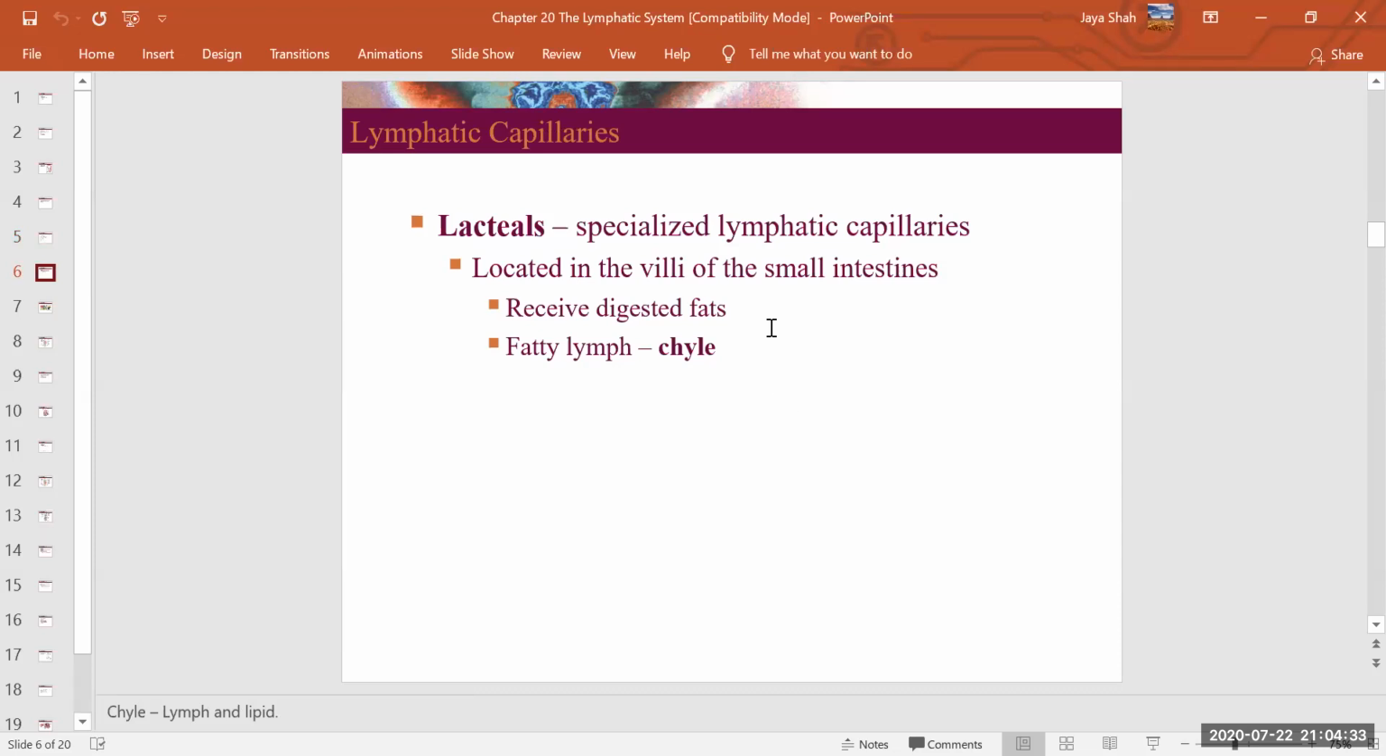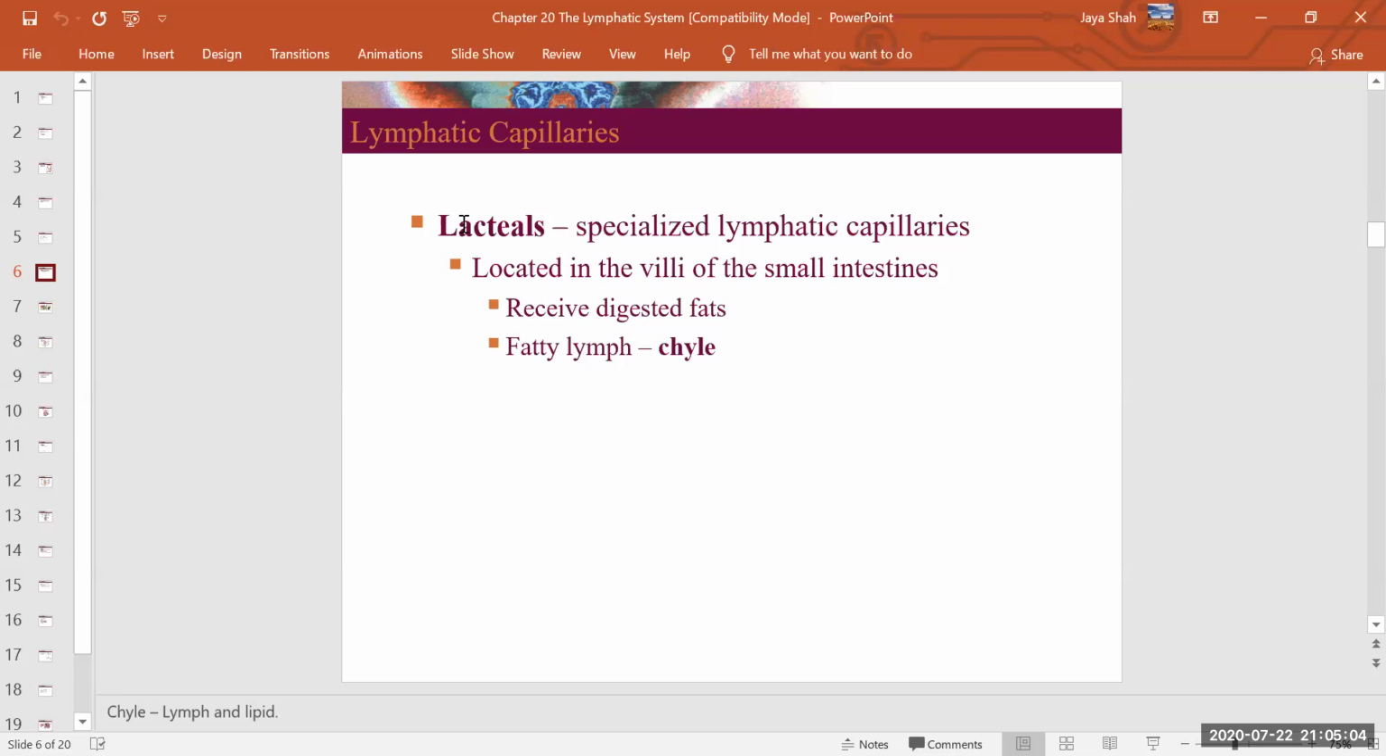There is a special name for the lymphatic capillaries, which is called lacteals. So where are they found? They are only found in the small intestine wall, okay? Lacteals means, what is lact? Lact means milk. So lymphatic capillaries in the small intestine absorb fat. And when fat mixes with lymph, it looks milky.